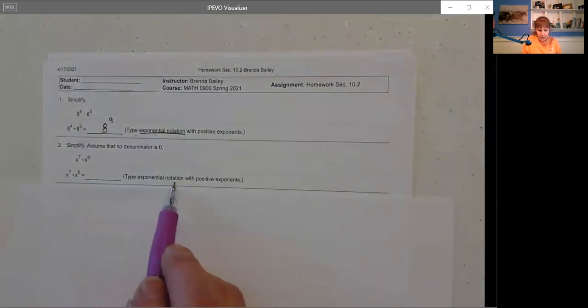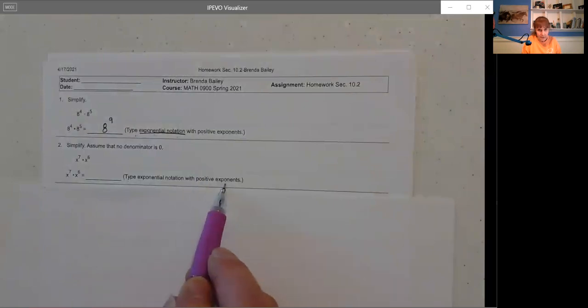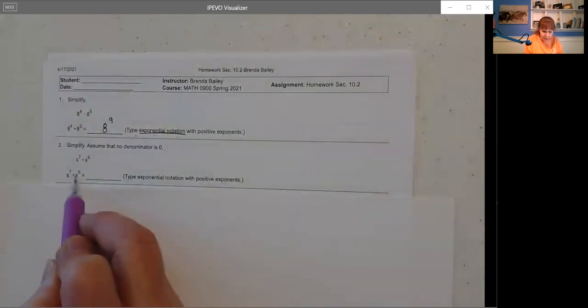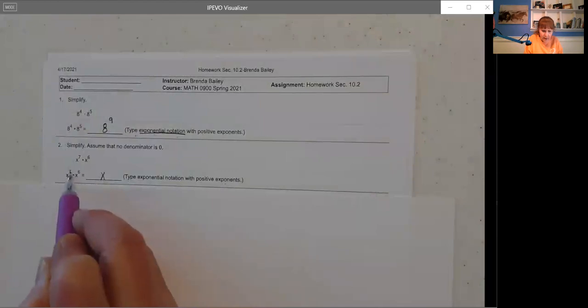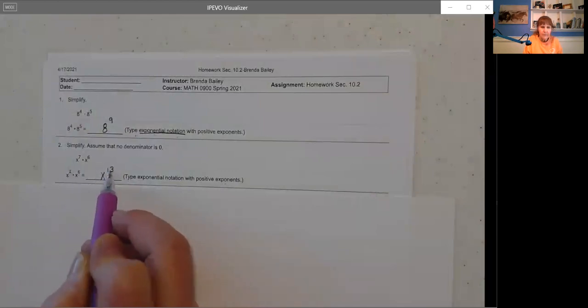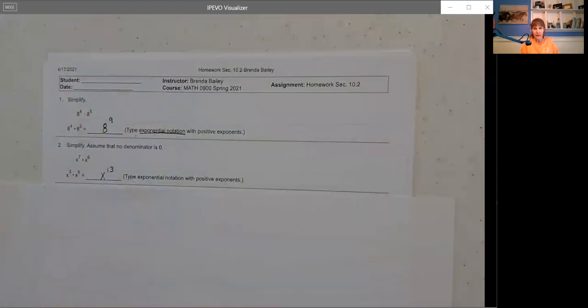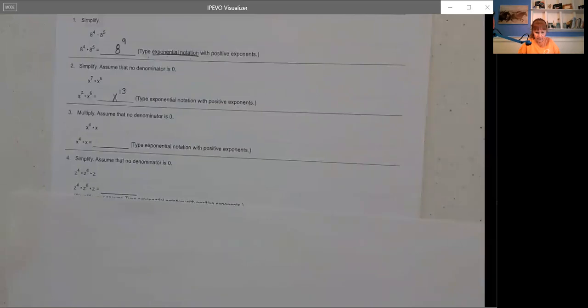Type in exponential notation with positive exponents. Bases are the same. You add exponents. So these shouldn't take too long. None of these assignments should really take you very long. I tried to keep them pretty short. I just wanted you to have a general idea.